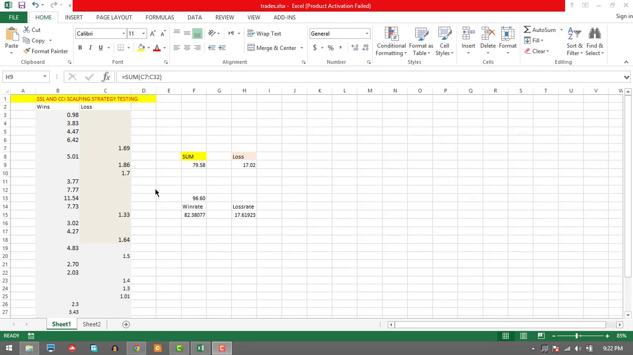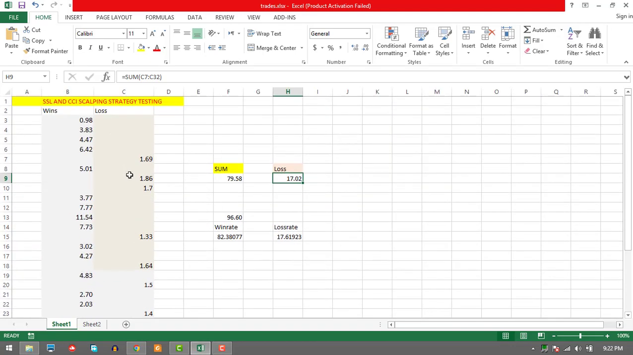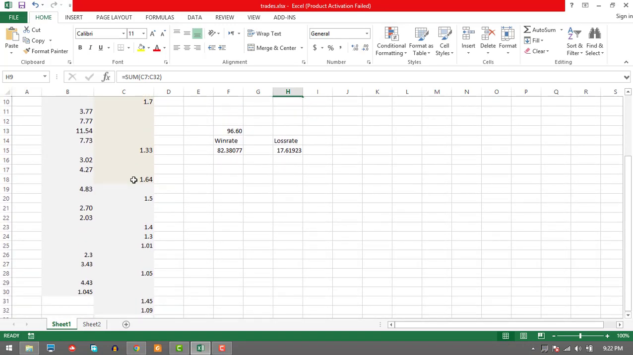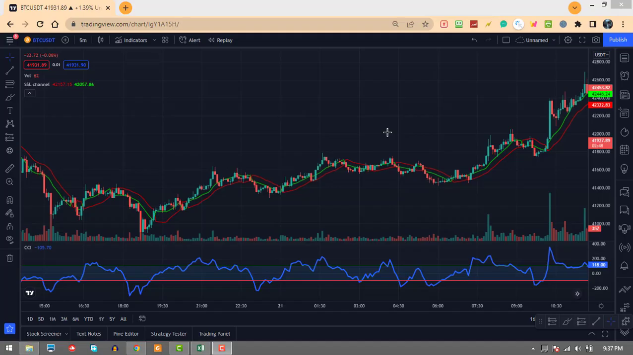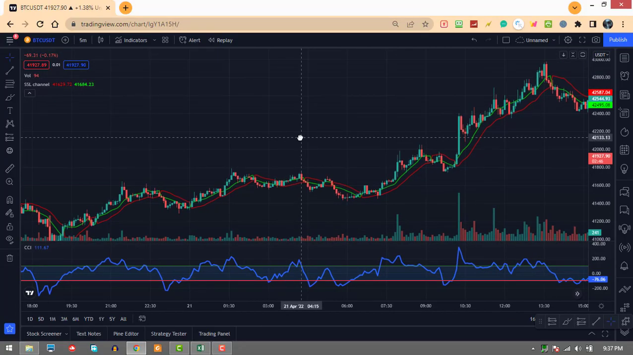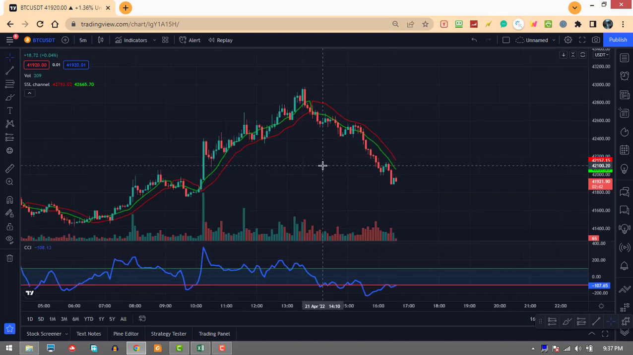So I have recorded all the results in an Excel sheet, and you can see I have manually recorded almost 33 trades within 1 month, and that gives us 82% win rate.